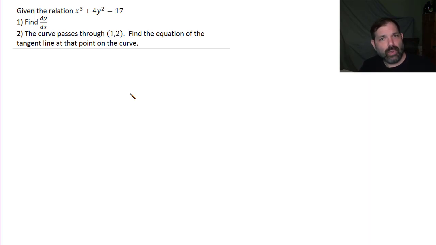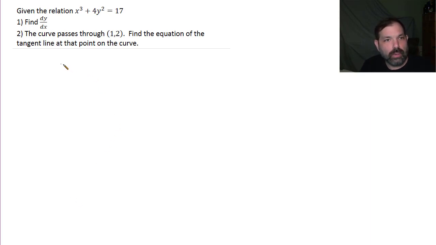Now the issue is, if we have x cubed plus 4y squared equals 17, I could solve this equation for y and write it in an explicit form. I'd have to be careful though, because at some point I'd have to use a square root property, right? Because if I have y squared equals something, then y would equal plus or minus square root. And then I'd have to decide what's the appropriate square root. I could do that in this case. However, I can also use a different technique called implicit differentiation.